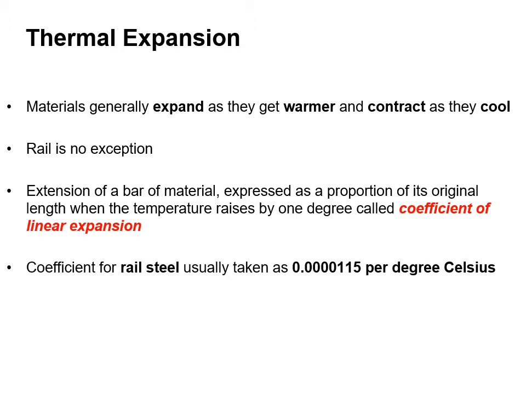Materials generally expand as they get warmer and contract as they cool, and rail is no exception. The extension of a bar of material, expressed as a proportion of its original length when the temperature raises by 1 degree, is called the coefficient of linear expansion. The coefficient for rail steel is usually taken as 0.0000115 per degree Celsius.